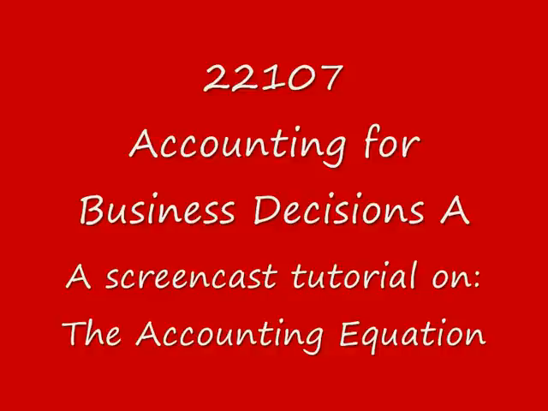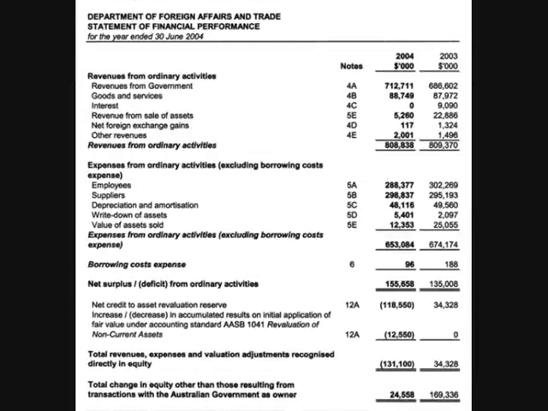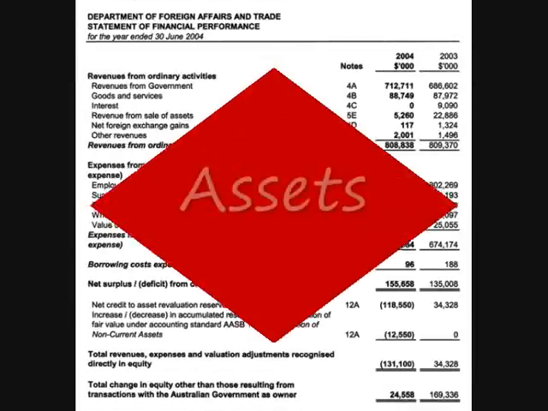This is a screencast tutorial on the accounting equation. The basic accounting equation is made up of three categories: assets, liabilities, and shareholders' equity. The figures for these can be found in the statement of financial position.